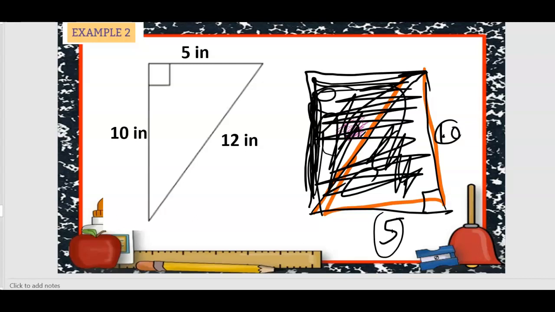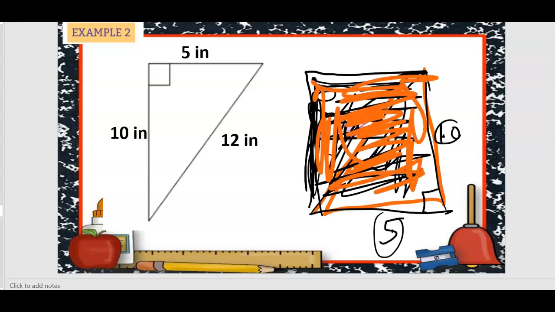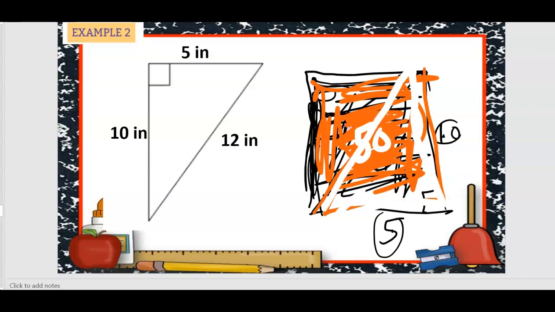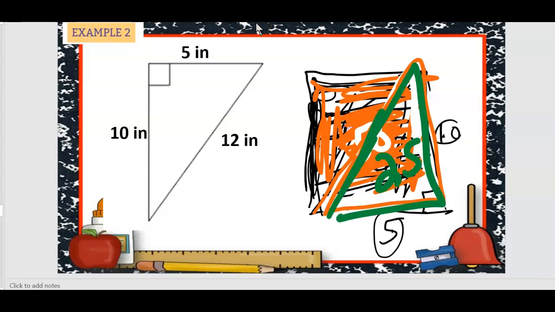So the whole thing, all of this here, I'm overdoing it, I know. I'm being a little extra right now, is 50. But we only want half of 50. We want this half down here, which is 25. 25 inches square.